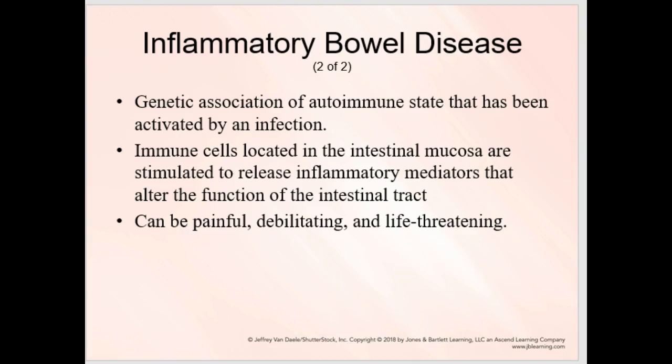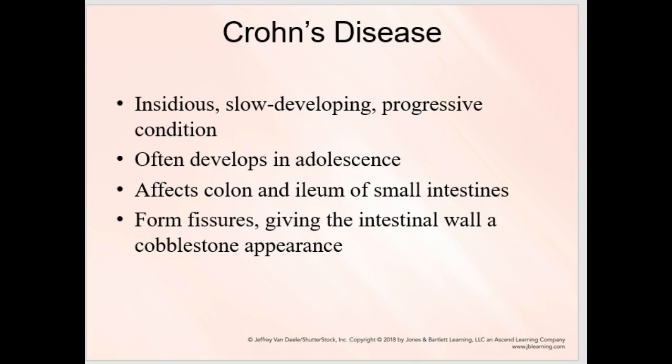The first one that we're going to talk about is Crohn's disease. And this is slow developing and may develop in adolescence. This affects the ileum of the small intestines, which is that last part of the small intestines as it joins into the colon, and it also affects the colon. I've read that it can go all the way up to the mouth, but we're just going to stick with these two to limit it down for you. So Crohn's disease is going to affect the small and the large intestine, specifically the ileum, and it can affect most parts of the colon.